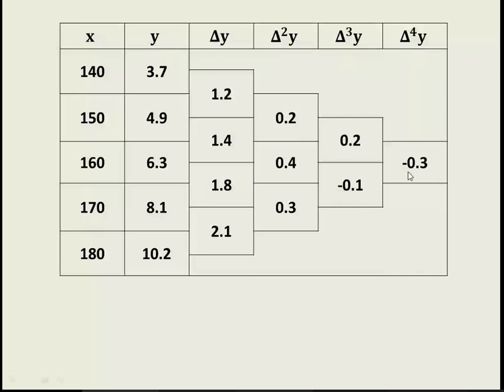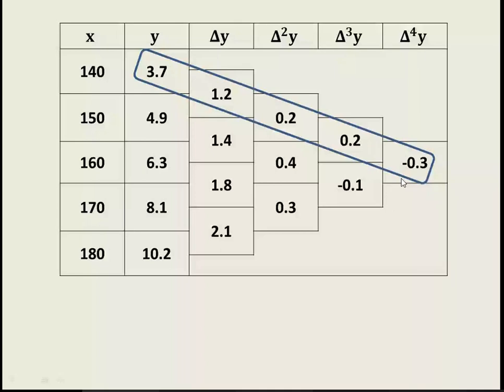Actually, for forward and backward we have the same table, only the notations are different. The same table is used for the backward also. In that case, these differences are nabla y, this will be nabla square y, this is nabla cube y, like that. Same table, only notations are different. If we want to use Newton's forward difference formula, then we consider these top values. And if we want to use the backward difference formula, then we use these bottom values. But here in this problem we want the forward difference, so we are using these top values.